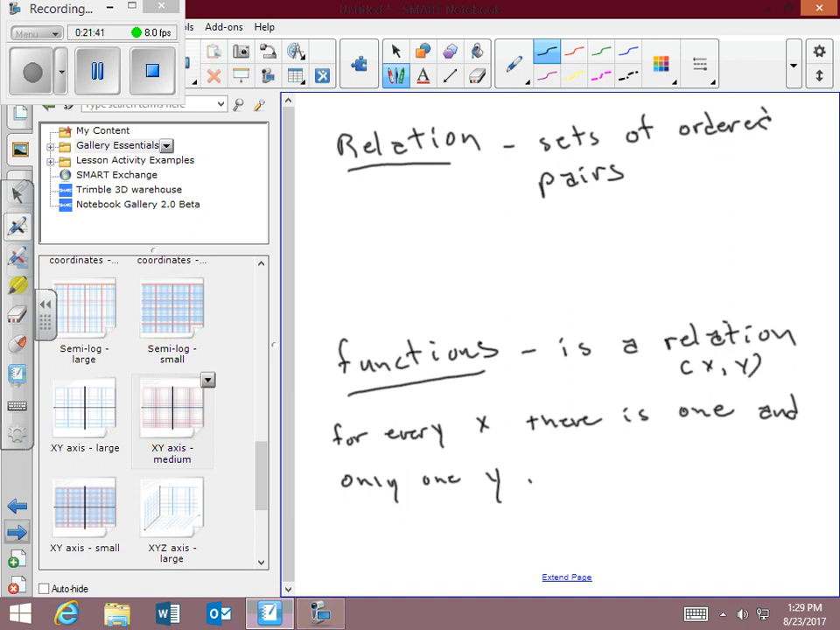Now, let's think about the relationships that I just set up. The first one was what? John Staben, DJ. John Staben, Josie, and John Staben, Trevor. That's a relationship. That's a set of relationships, right? Now, is that relationship a function? For every John Staben, is there exactly one? No, that relationship is not a function.